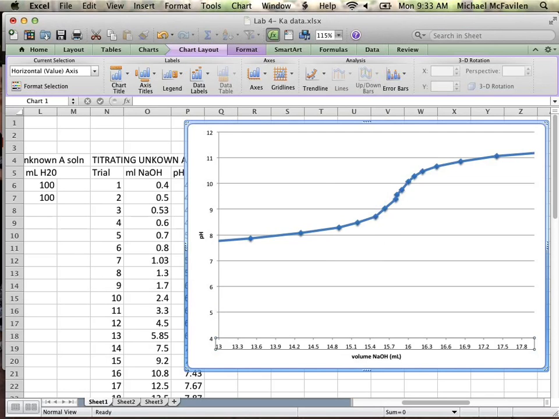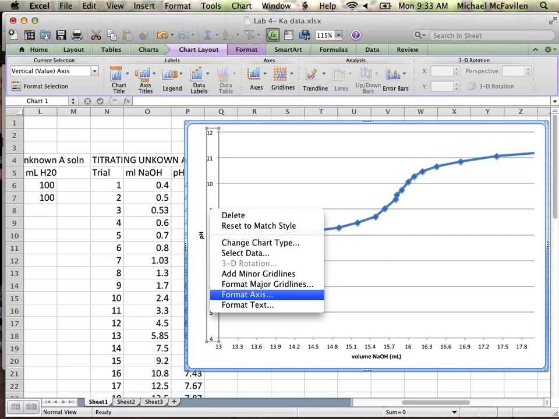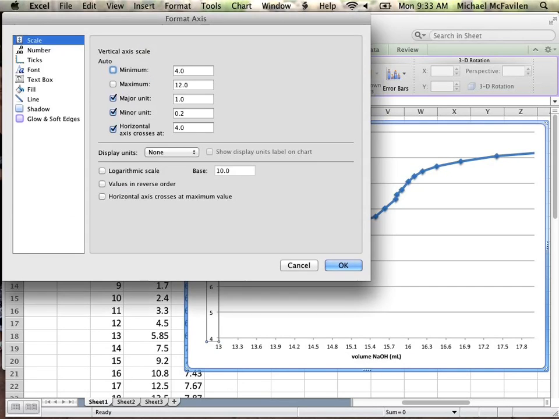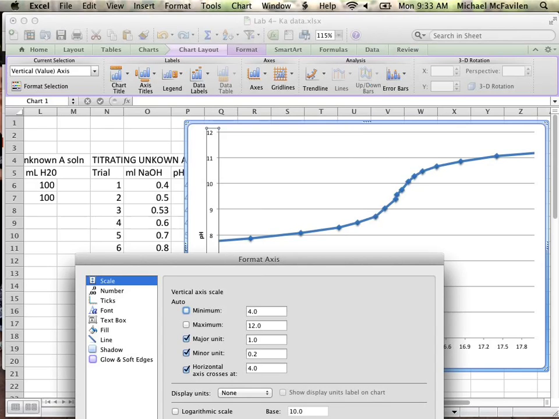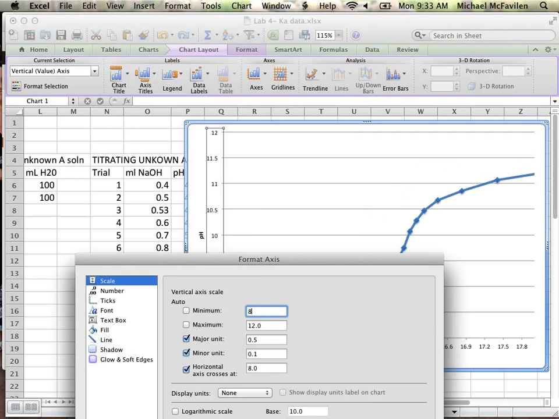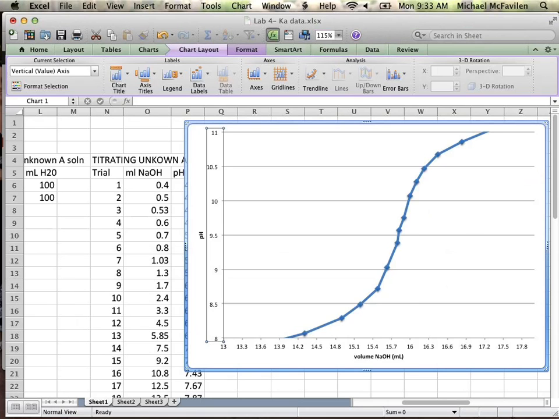So that helps, but now the graph is kind of floating in the middle, so what we'll do is adjust the y-axis as well so that we can again zoom in a little bit better. We're running probably minimum value. I'm going to go 8 and 11.